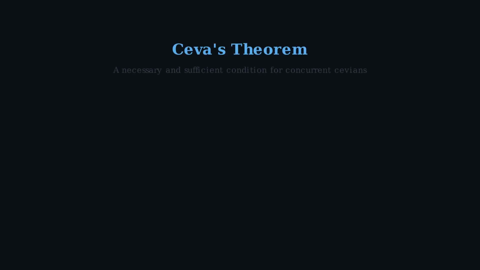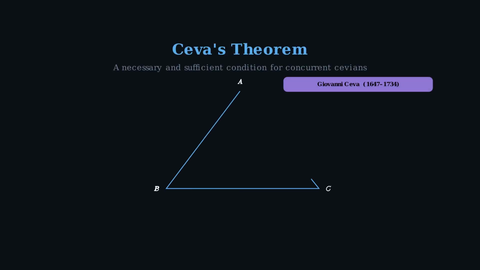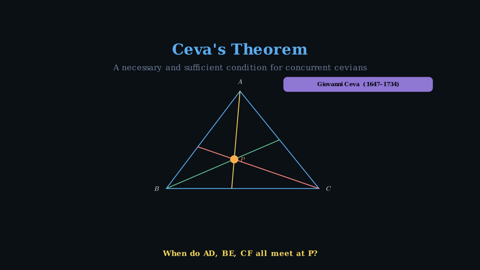Ceva's theorem, one of the most elegant results in triangle geometry. Named after the Italian mathematician Giovanni Ceva. It answers a beautiful question. When do three lines drawn from the vertices of a triangle all pass through the same interior point? These lines are called Cevians. Let's find out. The theorem statement.